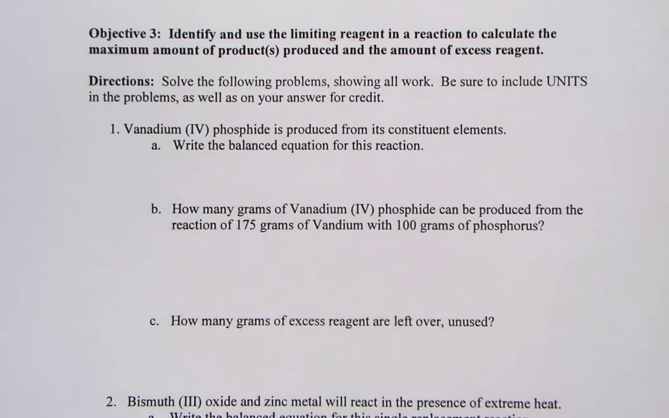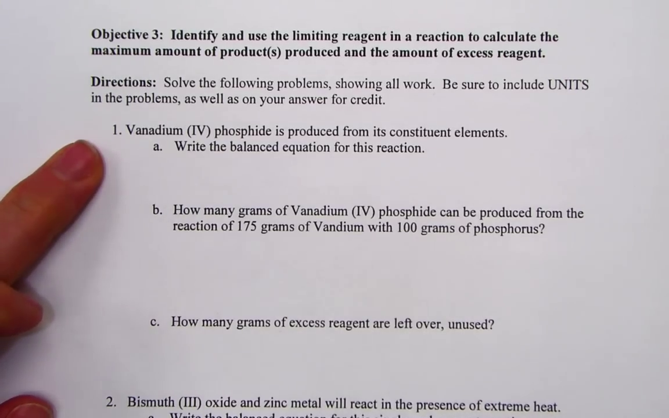This is our third objective on Practice Test C, stoichiometry. We are to identify and use the limiting reagent in a reaction to calculate the maximum amount of product produced and the amount of excess reagent left over.